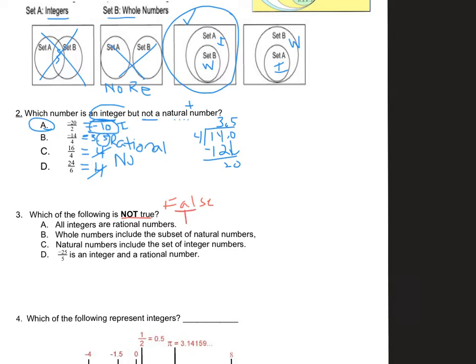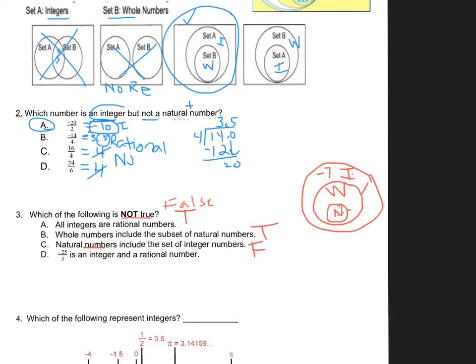Whole numbers include the subset of natural numbers. Well, it's kind of like our subset here. This is whole, and they do include the subset of natural numbers. So I'm going to say that is true as well, because if I'm a natural number, I am also a whole number. This says natural numbers include the set of integers. So I can see that here is my integer set. Well, not all the integers can be natural because of my negative values. So when it says natural numbers include everything that's an integer, I have to say that that is false.